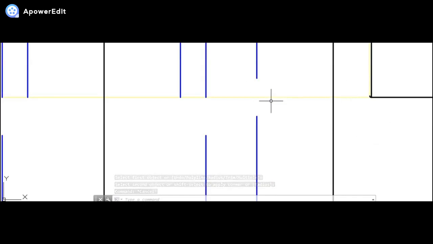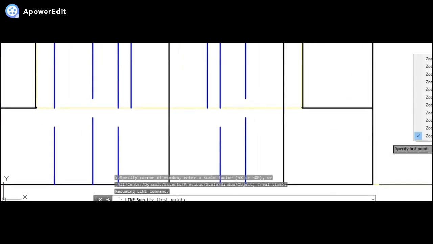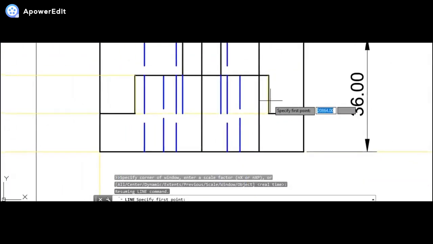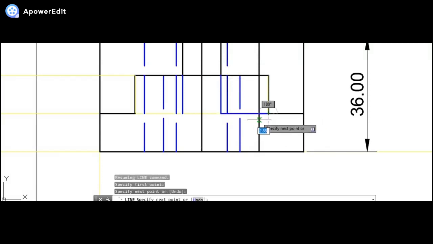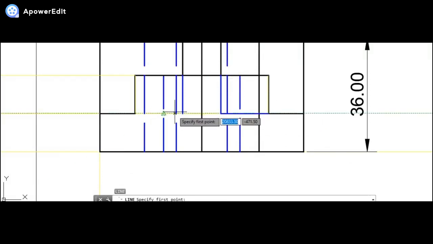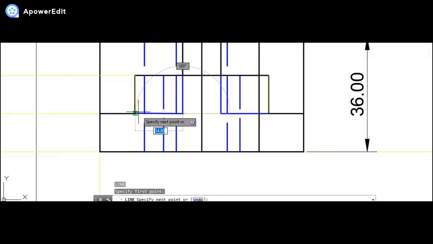Now I can complete that particular hidden line which was there. Before that, I'll zoom out the areas. Now as you all can see, the lines were already there with us, so I can simply make these the hidden lines from here up till here, and again from here up till here. So this is done now.